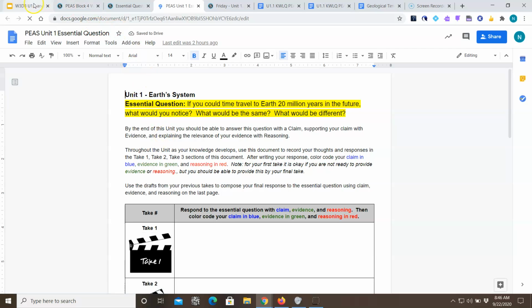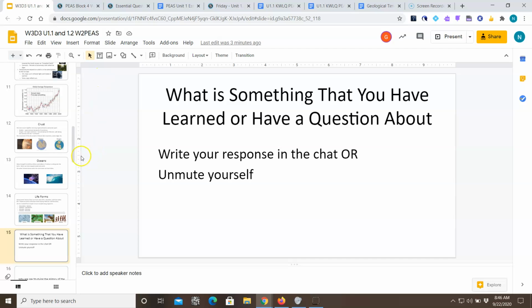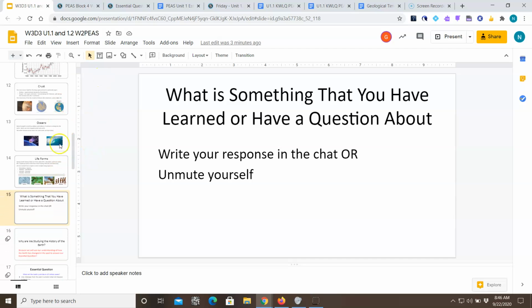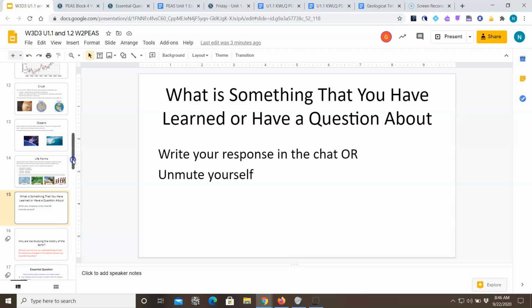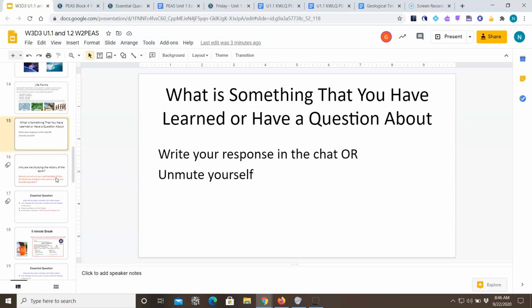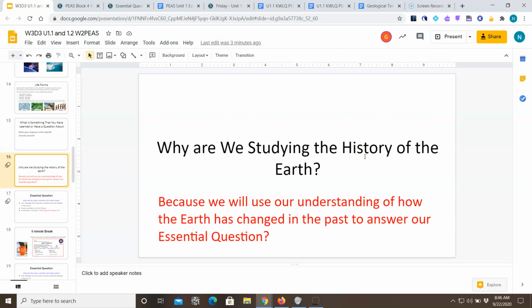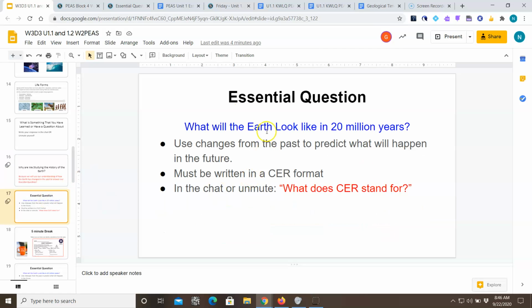All right, so let's move into that essential question part in that essential question document. So after we reviewed, and again, you're using the information from the review to fill out your KWLQ, what you learned and questions you have, we then went into our CER. So the reason why we're studying the history of the Earth in the first place is so we can answer that essential question, what the Earth will look like in 20 million years. And we're going to use what we've learned from the history of the Earth as our evidence for our CER. So again, this is our essential question. What will the Earth look like in 20 million years?